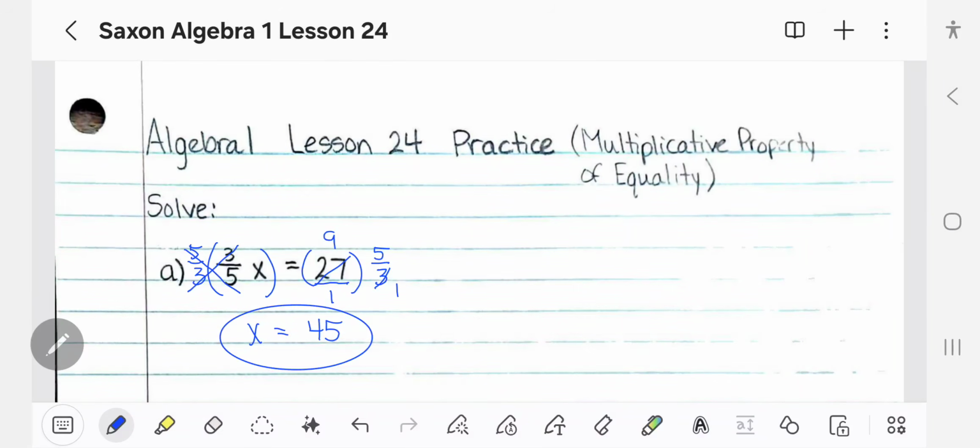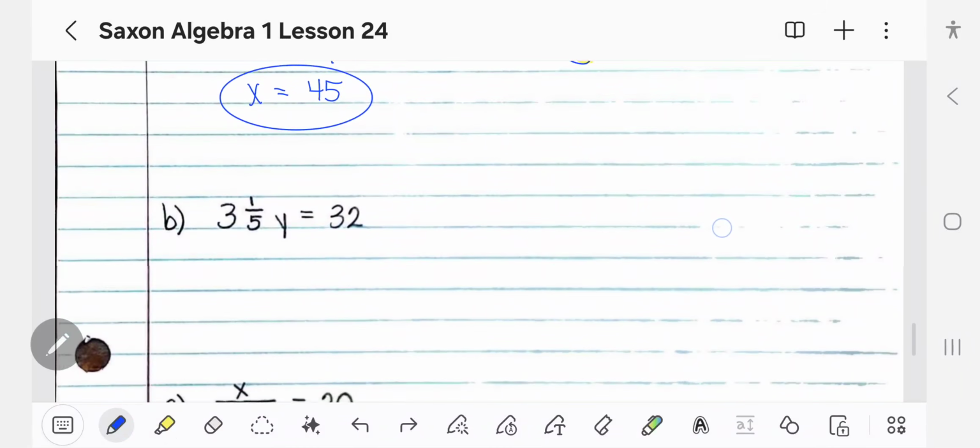And you could check that. 3/5. Let me show you a little trick here. 3/5 times 45. That's really just dividing it by 5. So 45 divided by 5 is 9. And then you multiply by the 3 and you get 27. And that's what we were supposed to get. So when you multiply by a fraction, you are dividing by the bottom number and multiplying by the top number.